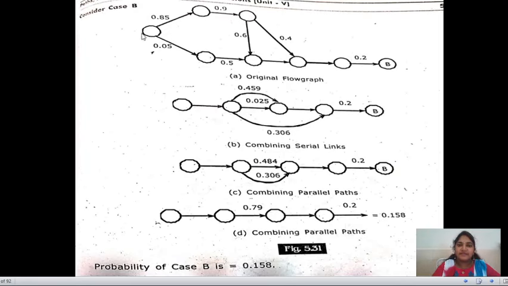Next, considering case B. This is the case B original flow graph. For this, we define the serial links: 0.85 into 0.05, 0.459, 0.025 and 0.306, as I told you in the previous slide. We combine all serial links, and all can be defined in this way. Again, combining parallel links, these two are parallel: 0.459 plus 0.025 is equal to 0.484. Again these two are also parallel links, meaning 0.79 into 0.2, and we have to perform 0.79 into 0.2, which is 0.158. So the probability of case B is 0.158.